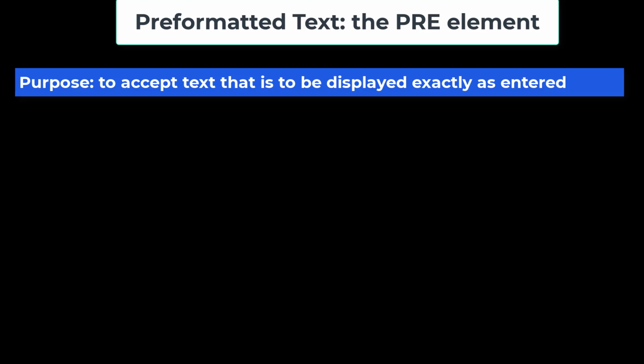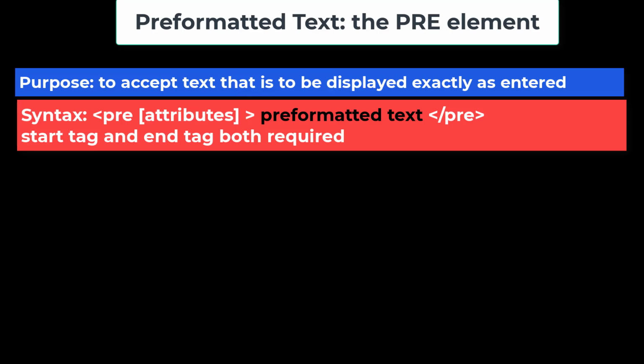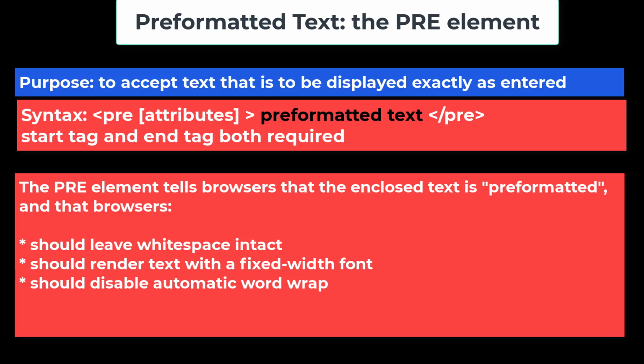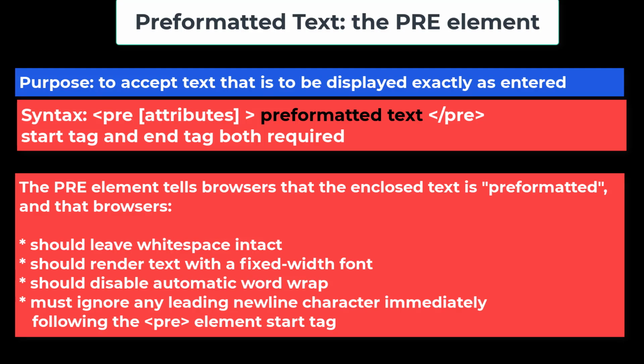Finally, in this lesson, we look at pre-formatted text, the pre element. Its purpose is to accept text that is to be displayed exactly as entered. The syntax is a start tag, pre, possibly with some attributes, your pre-formatted text, and an end tag. The start tag and the end tag are both required. According to the standard, the pre element tells browsers that the enclosed text is pre-formatted and that browsers should leave whitespace intact, render text with a fixed width font, should disable automatic word wrap, and must ignore any leading new line character immediately following the pre-element start tag.